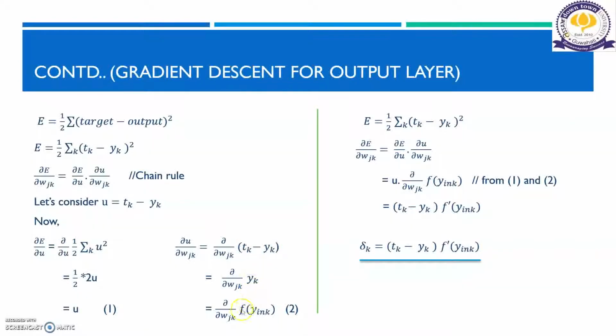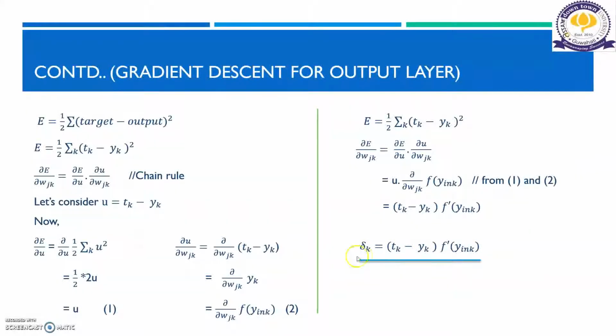This yk can be represented as a function of y_ink, that is the net input to the output layer. So from equations 1 and 2, we finally get the terms in these equations. If we replace the values for u, it will be this, and here is here, and finally we get the error term as tk minus yk into the derivative of f of y_ink.